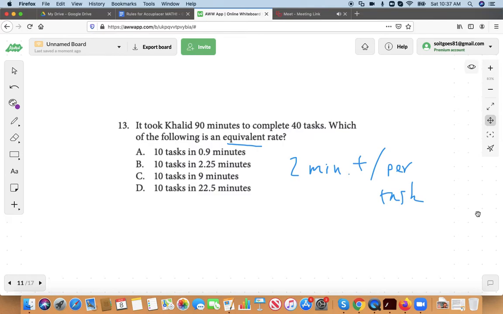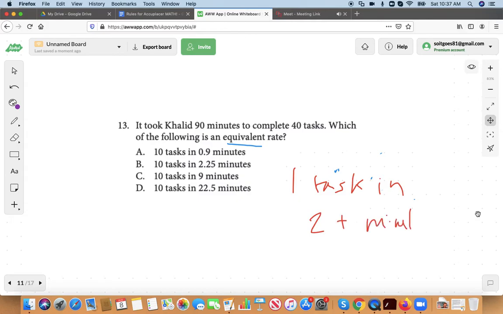All right, 2 minutes plus. So let's look at the answer choices now. We're trying to find the equal rate. If he's doing one task in 2 minutes, and that might be a better way. In fact, I'm going to express it that way, because they're talking about tasks per minute, not minutes per task. So let me erase that real quick. He's doing one task in 2+ minutes. Okay, does that make sense? It's the same thing.